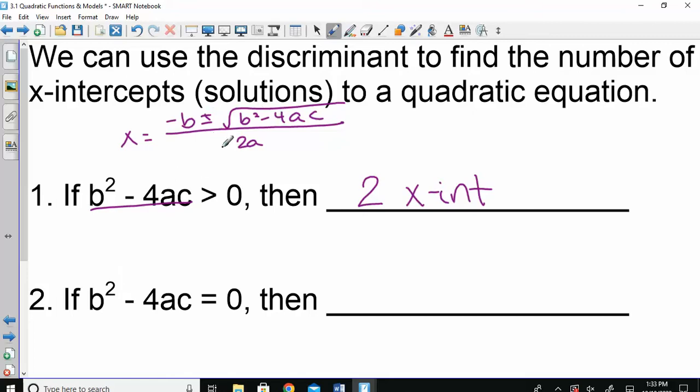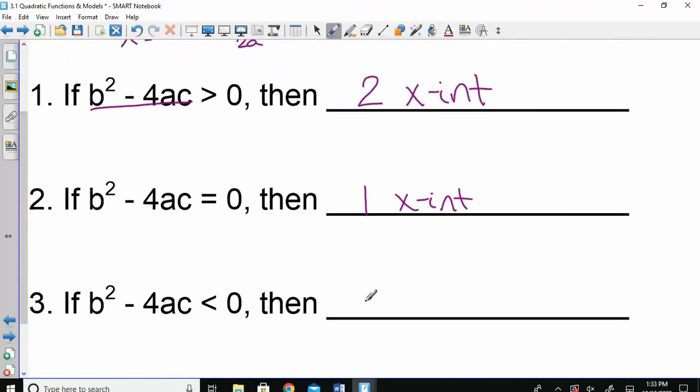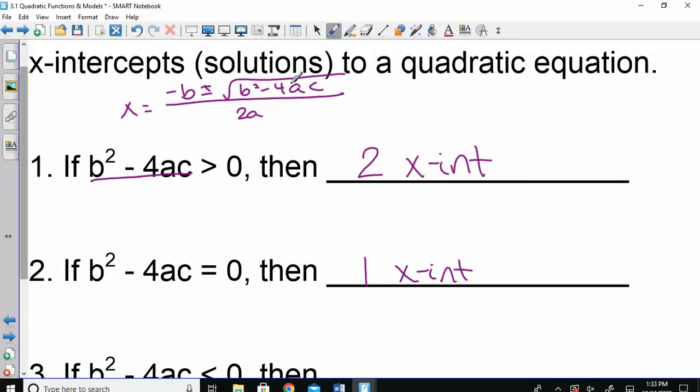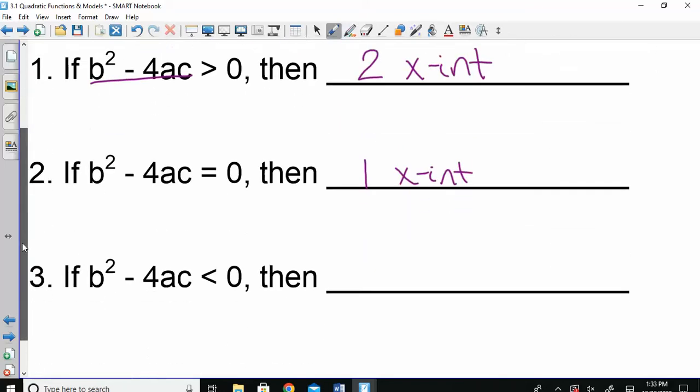If it equals 0, then you end up with plus 0 and minus 0, and what's true about that? Plus 0 and minus 0 is the same thing, so in that case, you only have 1 x-intercept. And if b squared minus 4ac is negative, then that means we get what under the radical? We have a negative, so we have an imaginary. Can we graph imaginary numbers? No. So in terms of the graph, that means you have 0 x-intercepts. So your A term can tell you if it opens up or down. B squared minus 4ac could tell you how many times your graph is going to hit the x-axis.